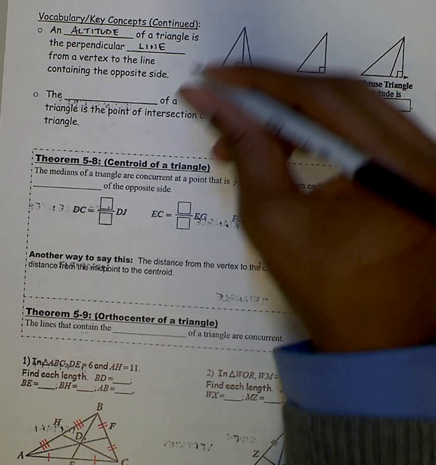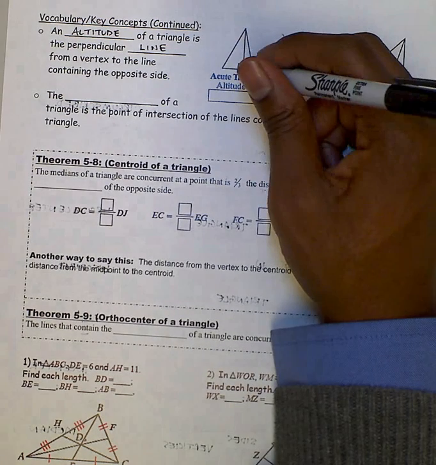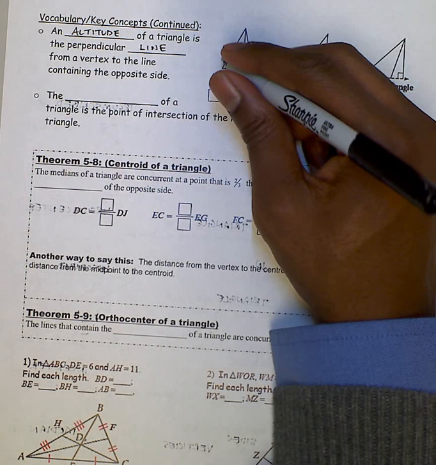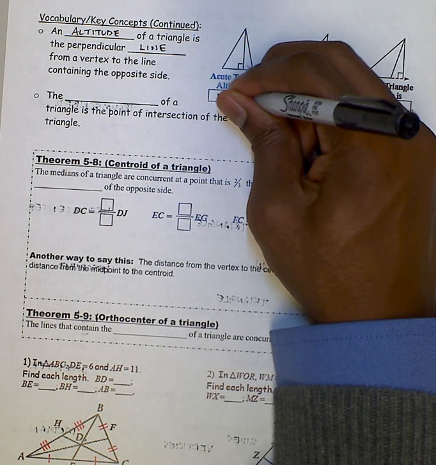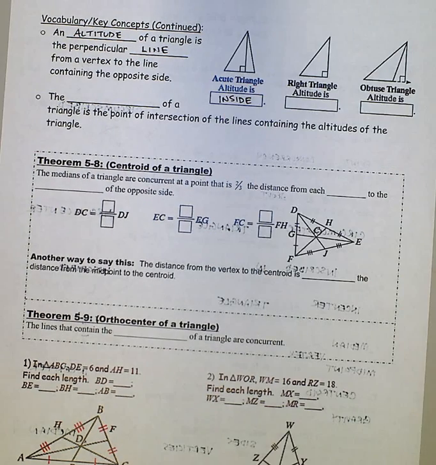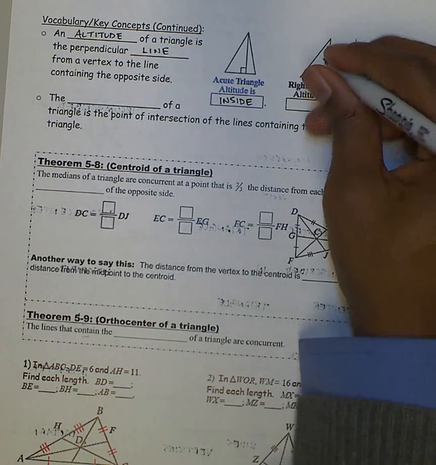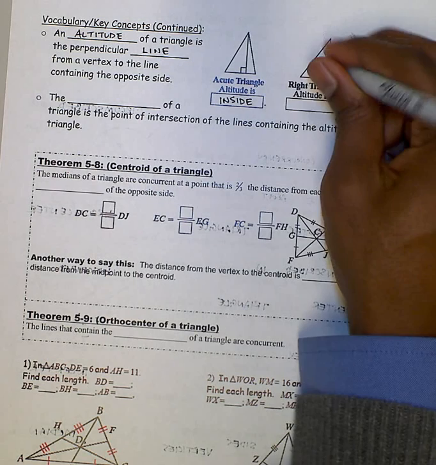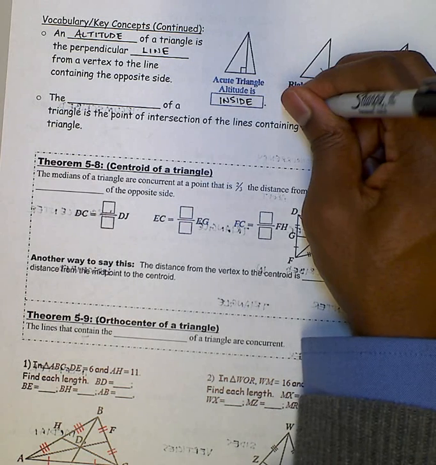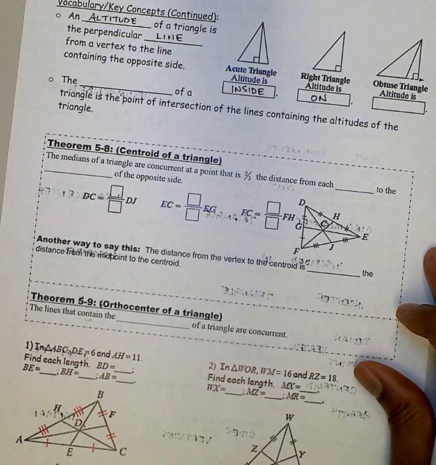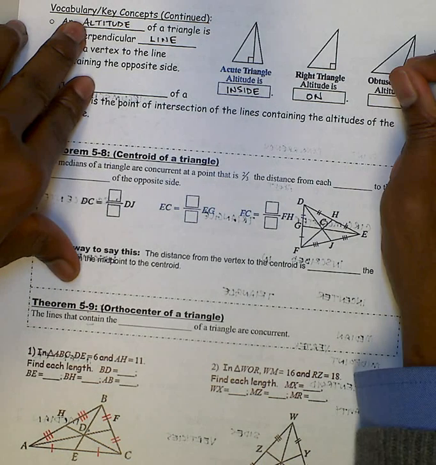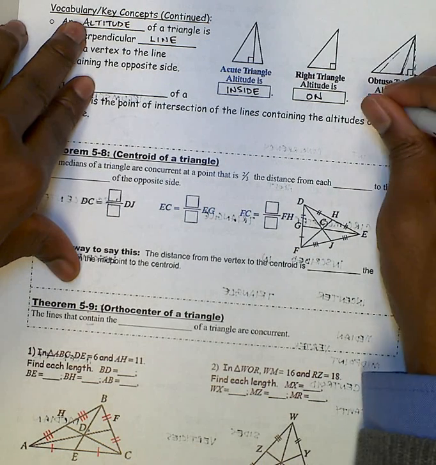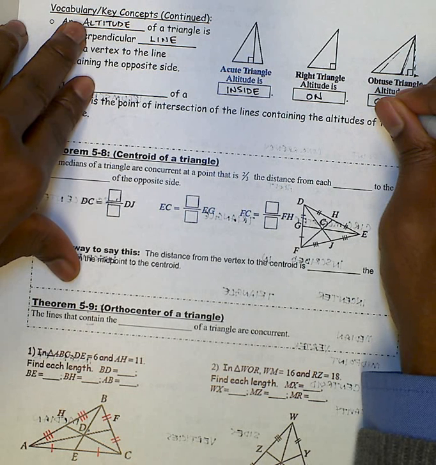So in an acute triangle, the altitude happens inside of the triangle. In a right triangle, the altitude is on the triangle. Here, see how the altitude is on the triangle. No extra line needs to be drawn. And in an obtuse triangle, so here's our obtuse triangle here, the altitude is actually outside of the triangle.